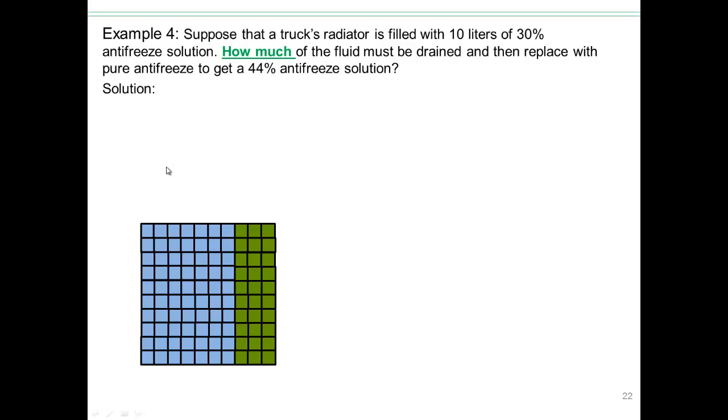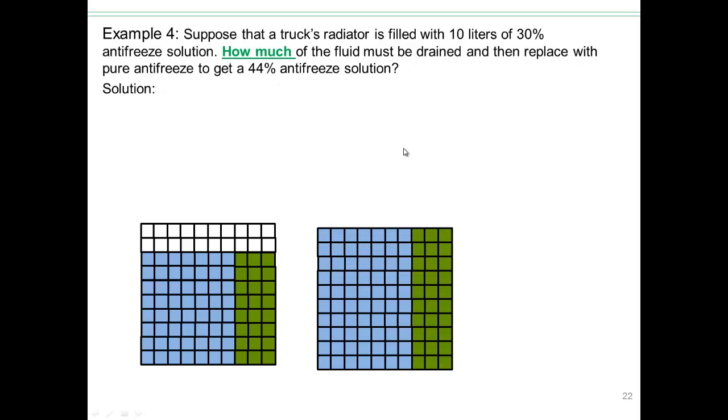So what does it mean to drain and replace? So drain means what? You're going to remove the liquid out. And so if I remove 1 liter, it will be this whole strip because you're removing the mixture. If I remove another liter, it will look like this. And then after you drain it, what are you doing? You're replacing it with pure antifreeze. All right, so let's take a look. So here we have 1 liter drained. And if we replace that 1 liter with pure antifreeze, it will look something like that.